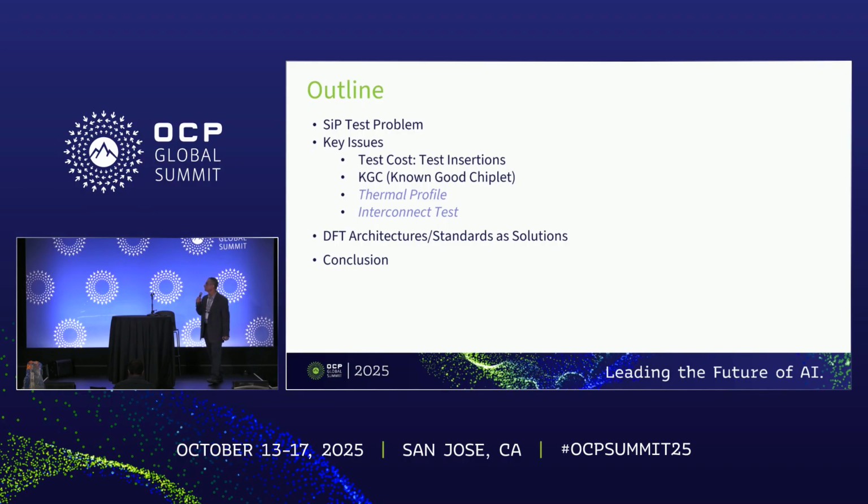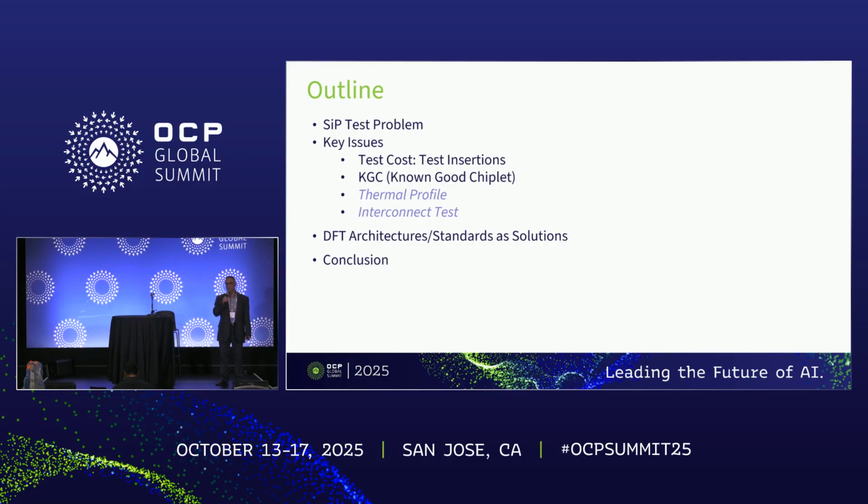So the outline of the talk today is I'll be talking on a higher level system in a package test problem, and focus on the key issues, especially the increasing test insertion steps going from monolithic as opposed to the system in a package. So I'll basically distinguish between the steps. And secondly, of course, we have this important requirement of KGC instead of KGD. I'm just changing the name to KGC, which is known good chiplet.